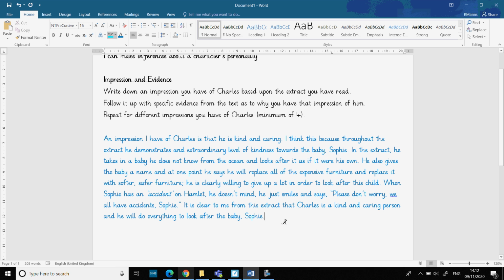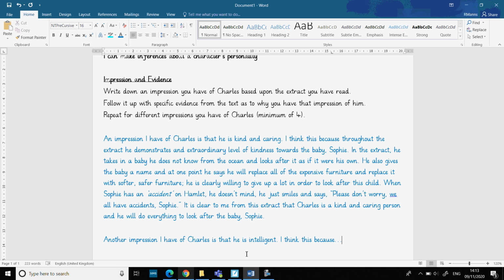Okay, so if I was to carry on with that, I'd say another impression I have of Charles is that he is, I don't know, intelligent. I think this because, and again I'd reference the text there, probably things to do with the fact that he reads Hamlet and A Midsummer Night's Dream and other Shakespeare, says he's a scholar, things like that.